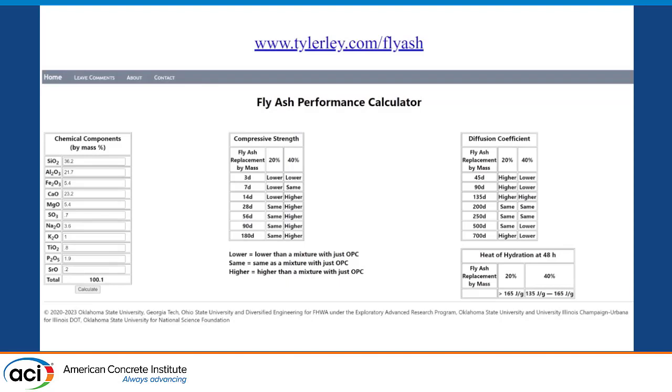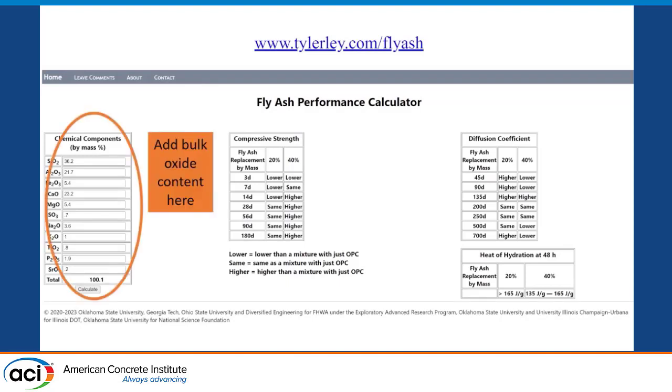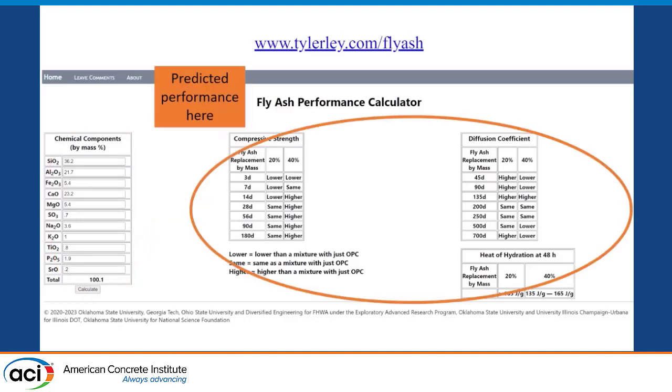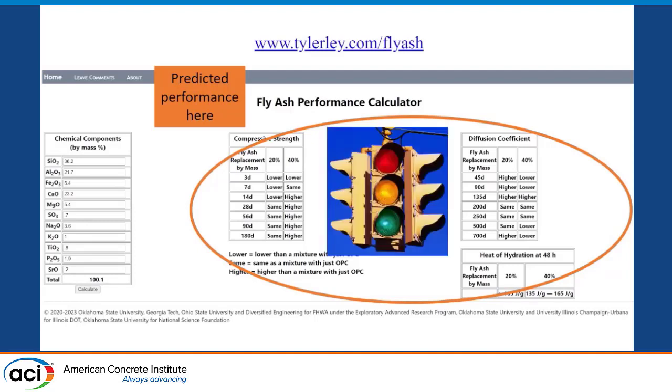tylerley.com/fly ash. And the way it works is pretty easy. You take your bulk oxide content and put them in here. You hit the button at the bottom, and it spits out performance over here. And it even tells you if it's higher, medium, or lower, and it's a traffic light, baby. That's what it's about. And I would say producers, that's what they kind of need.